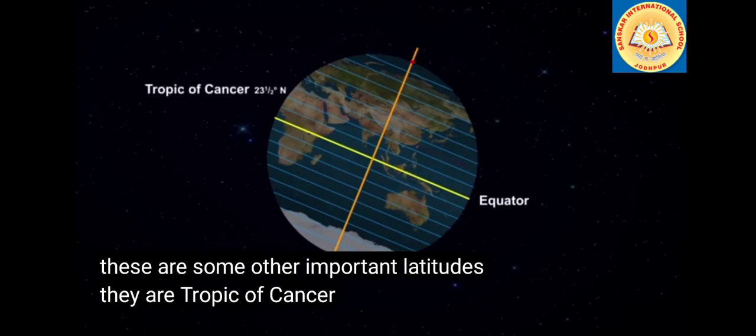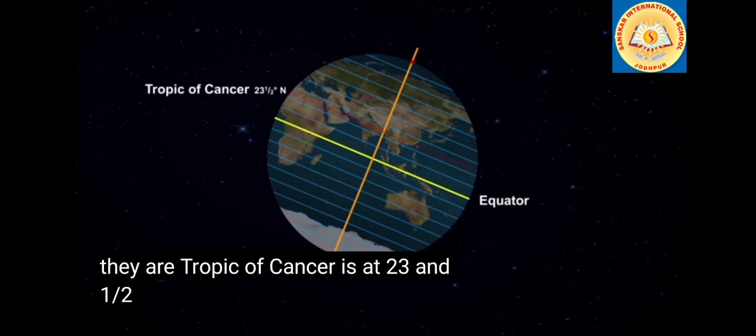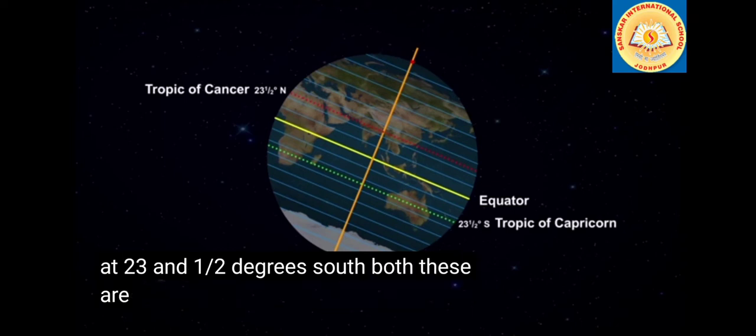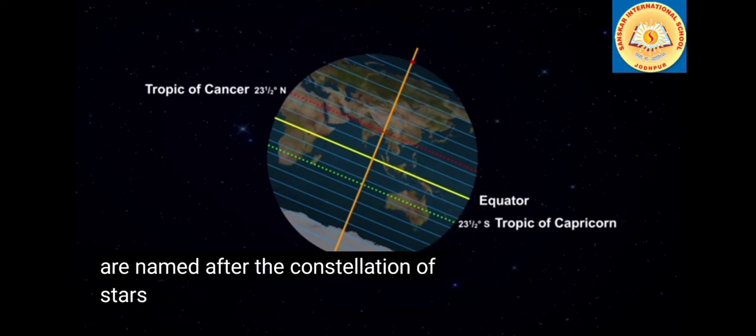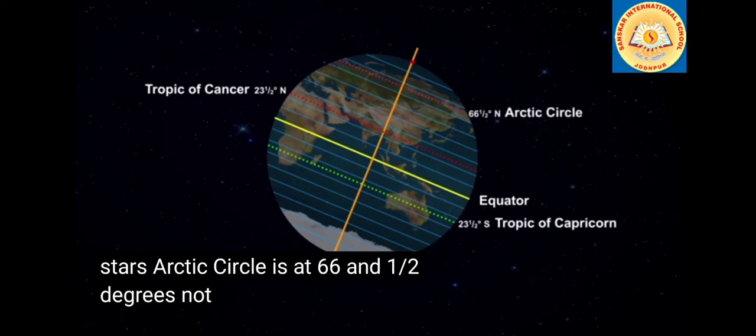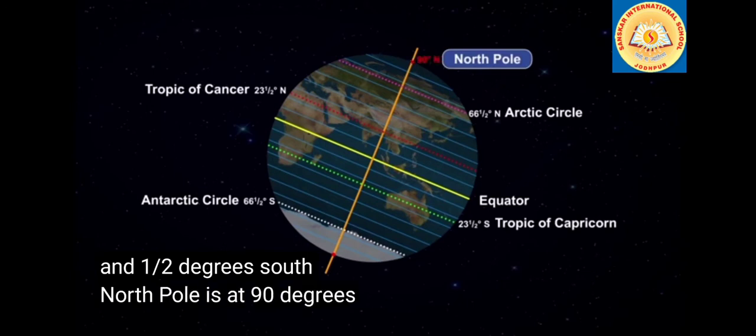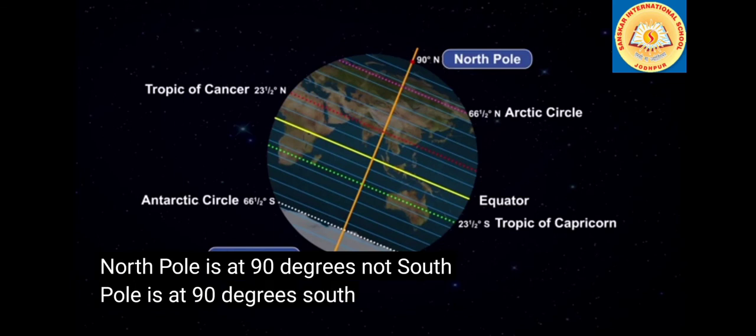They are: Tropic of Cancer is at 23.5 degrees north. Tropic of Capricorn is at 23.5 degrees south. Both these are named after constellations of stars. The circle at 66.5 degrees north is the Arctic Circle. Antarctic Circle is at 66.5 degrees south. North Pole is at 90 degrees north and South Pole is at 90 degrees south.